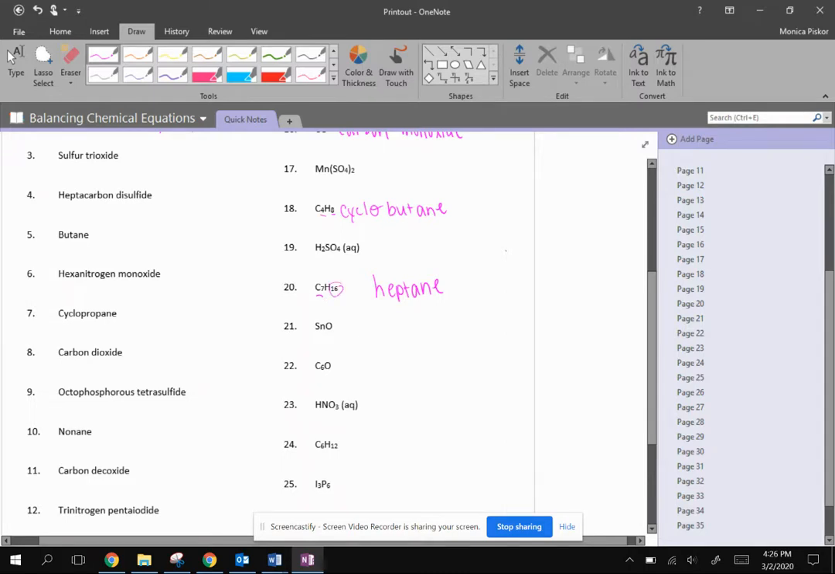If I look over at number 3, sulfur trioxide. If there is just the name of the element and no prefix, we assume it's 1. Tri means 3, oxide is oxygen, SO3. Number 4, heptacarbon disulfide. Carbon hepta, 7 carbons. Disulfide, S2.